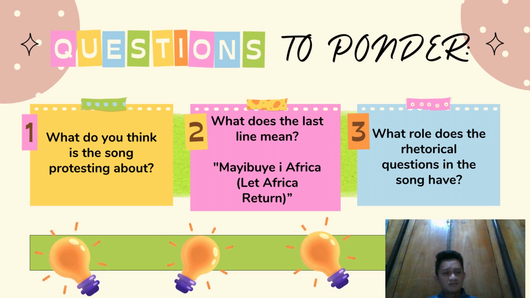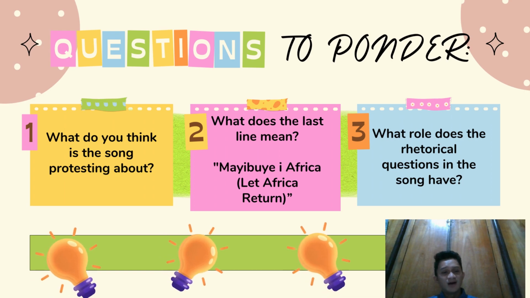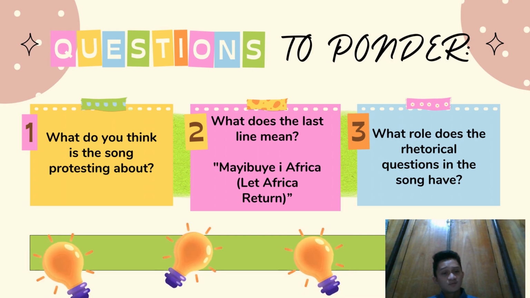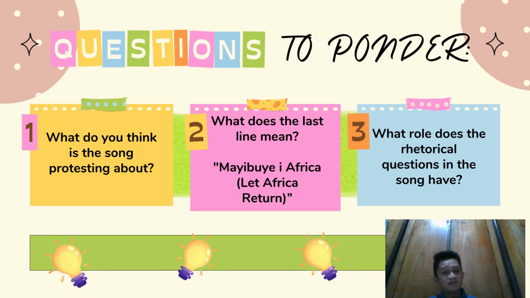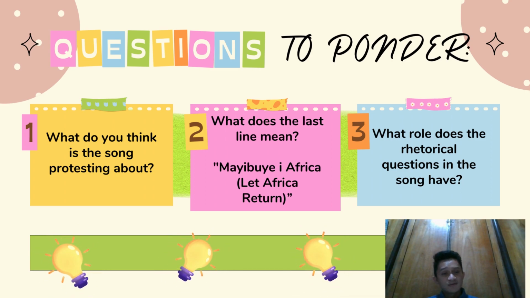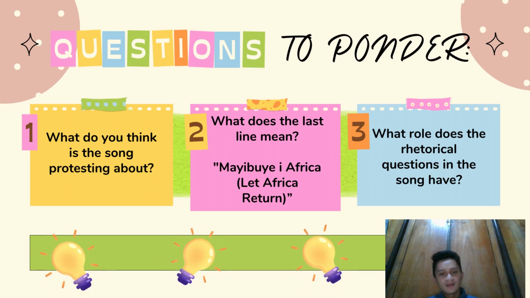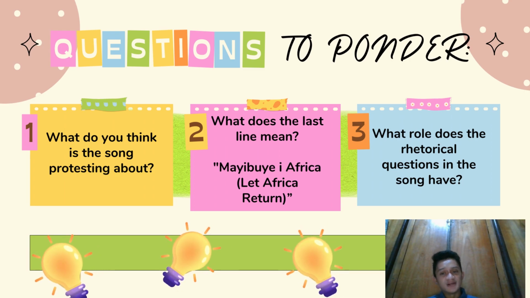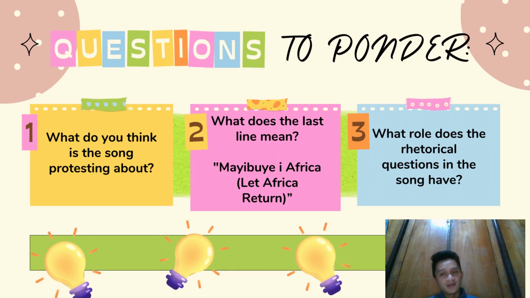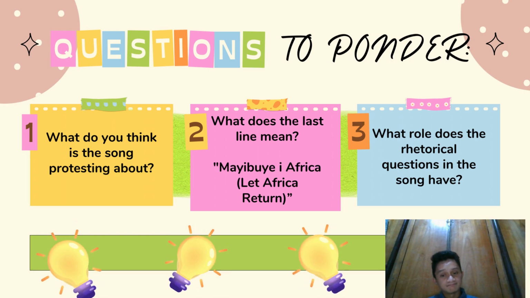Now for the third question. What role does rhetorical questions have in the song? Yes, that's a good observation. Rhetorical questions help add dramatic and emotional effect to the listener. The song uses rhetorical questions so that the listener can get a clue on the message of the entire song. For example, the word Senzenina is repeated over and over again in the song. Why is this happening to us? What have we done to deserve this?